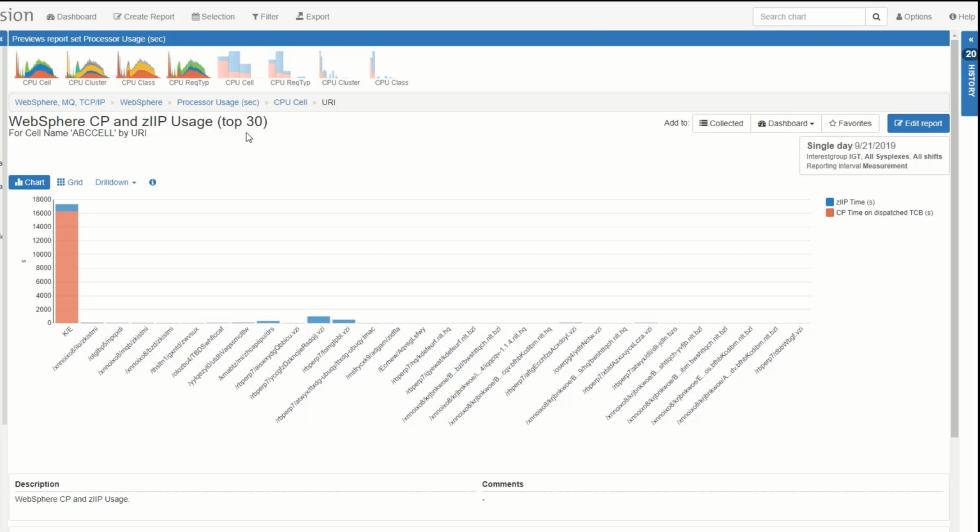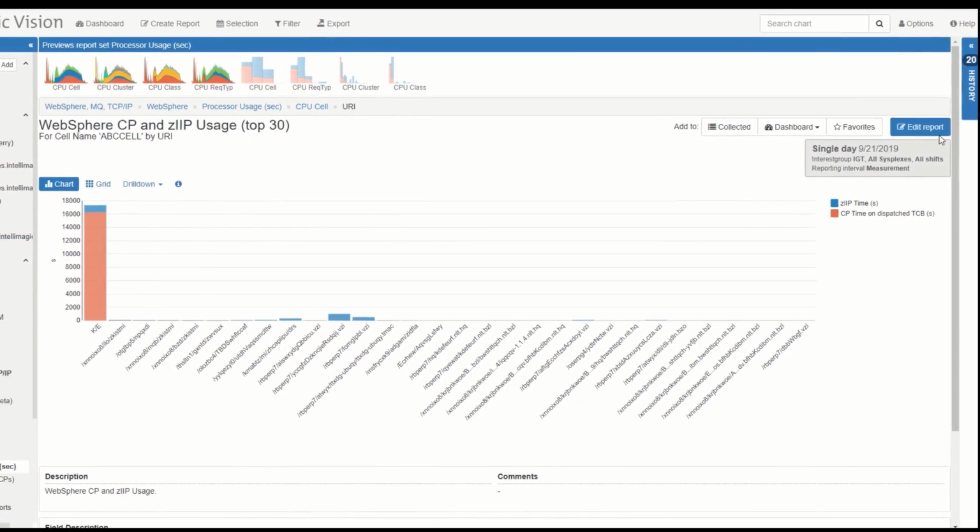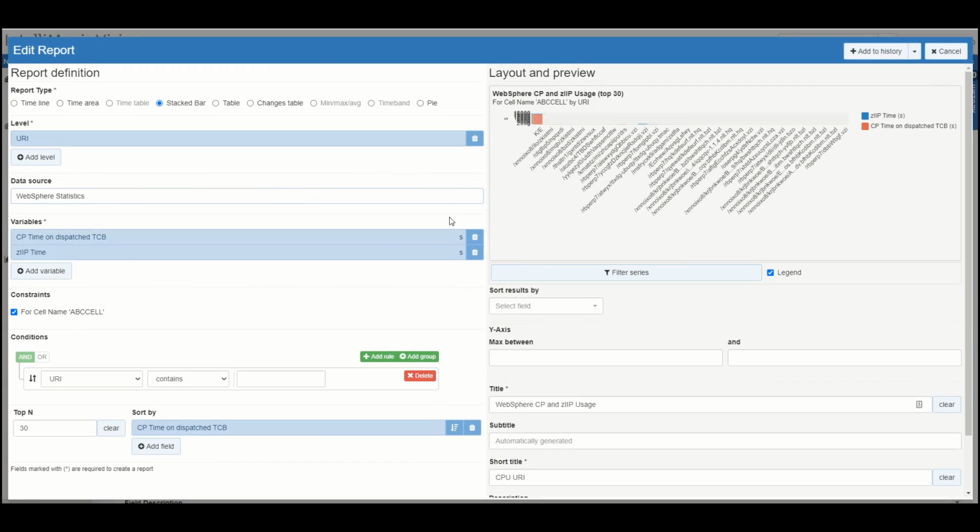You may have hundreds of URIs in your environment, and that's way too many to be readable on a single chart. So IntelliMagic Vision will limit certain drill downs to a number that's manageable on a chart and sort them to show you the most important values. You can see that by clicking on Edit Report. The top N field specifies the top 30 URIs based on TCP time.